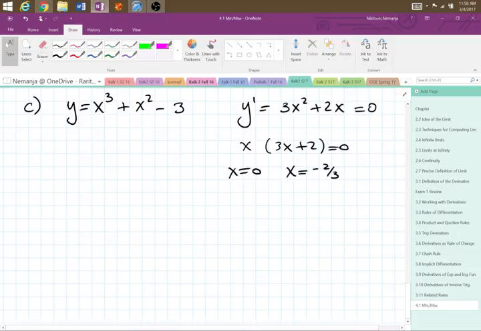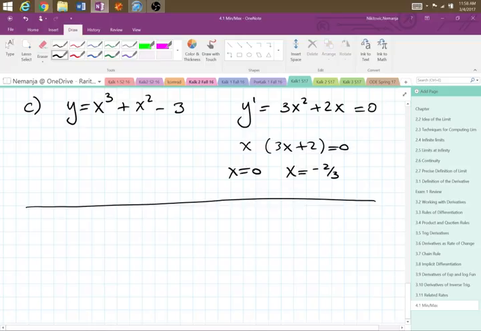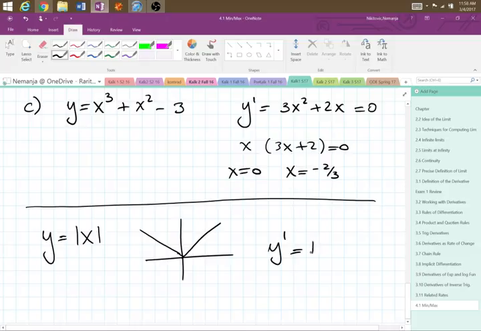You see, when we talked about differentiability in general, we said that y equals absolute value of x is not differentiable at 0. But what do we have at 0? A min. And the derivative does not exist there. y prime does not exist at 0. We have a min.